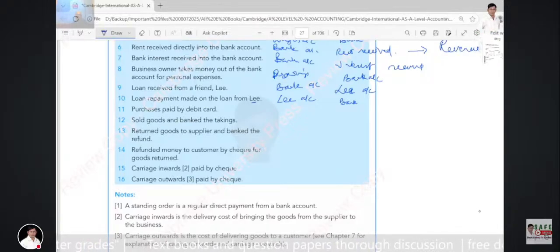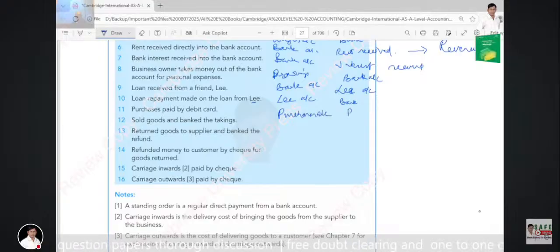Then purchases paid by debit card. Whether it is debit card or a check or whatever, money will always go out from bank. So purchases upon debit to bank. Bank account, because money will go out when you pay out from bank. Debit card, obviously money will go out from bank only, because unless you have money in bank, money cannot be debited by bank.